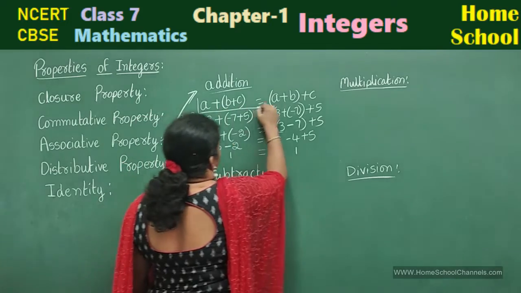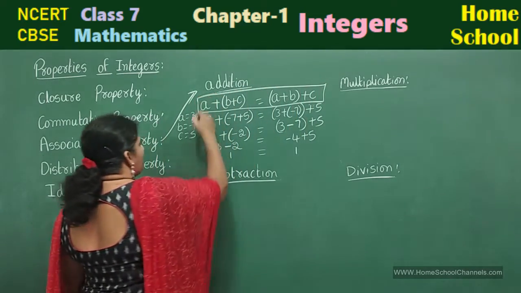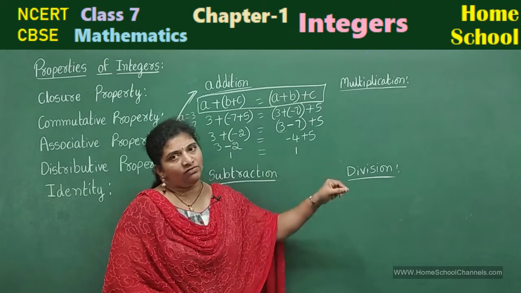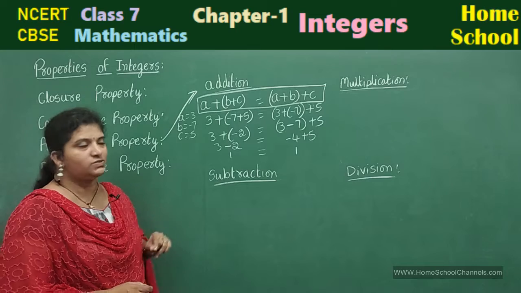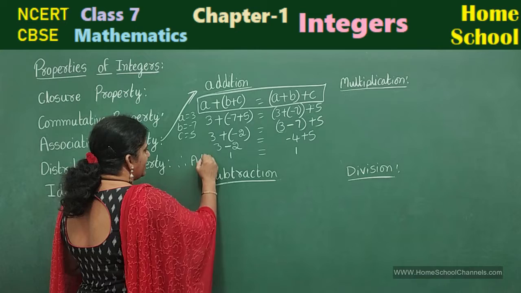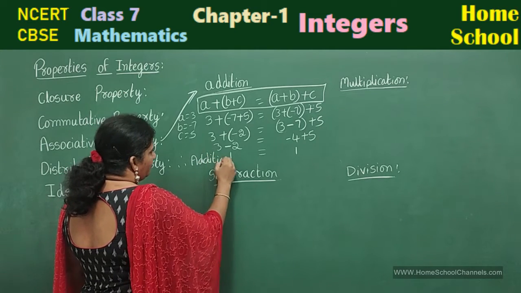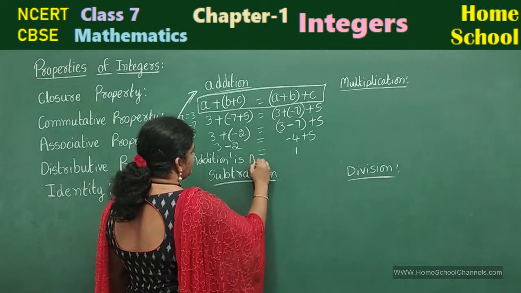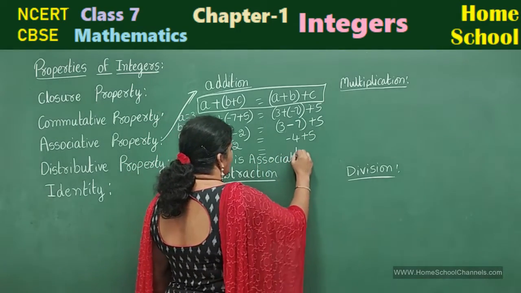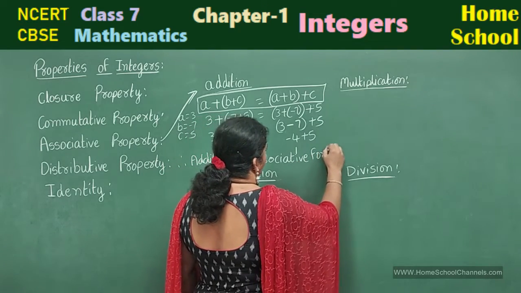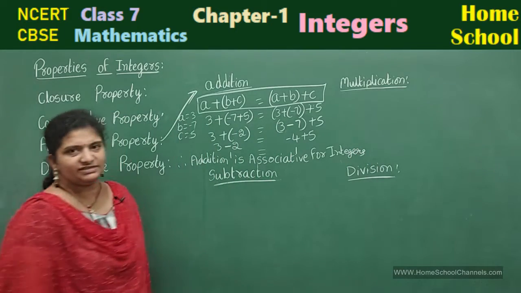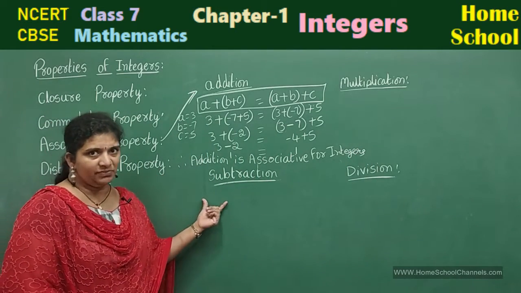What is associative property under addition? A plus (B plus C) is equal to (A plus B) plus C. If you are able to prove this, what is the statement you are going to say? Therefore, addition is associative for integers. Addition is associative for integers. Okay, let us check for subtraction.